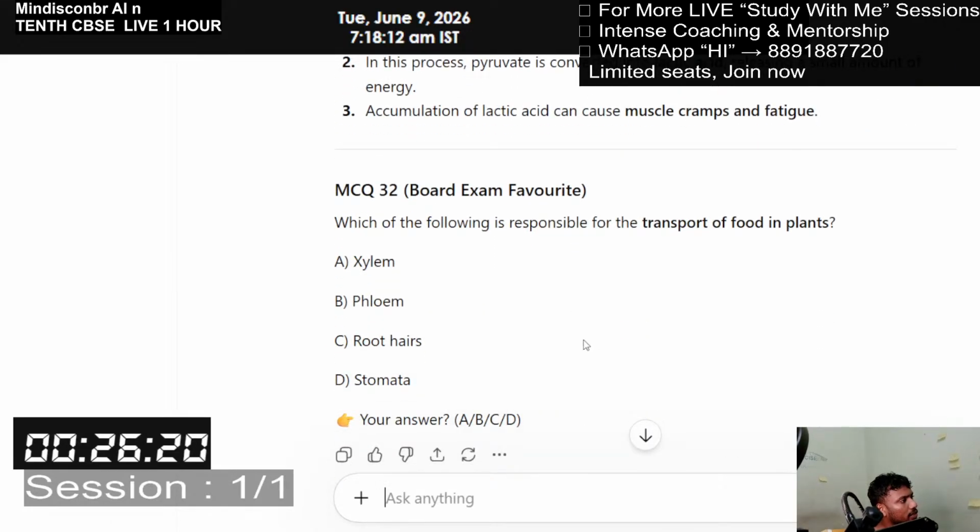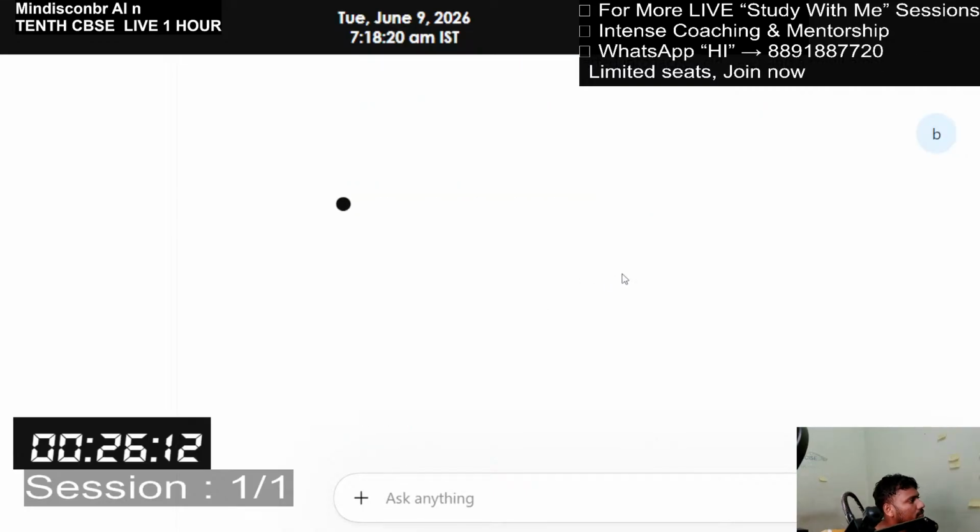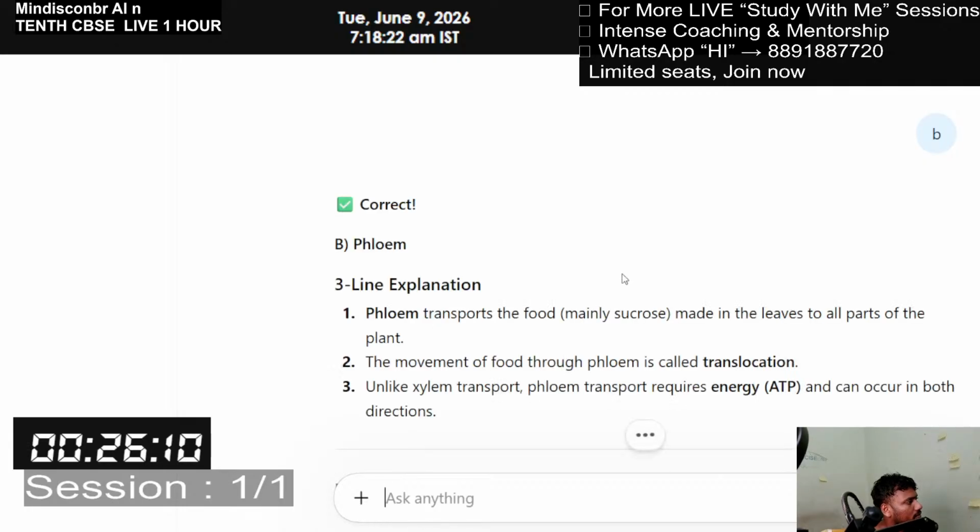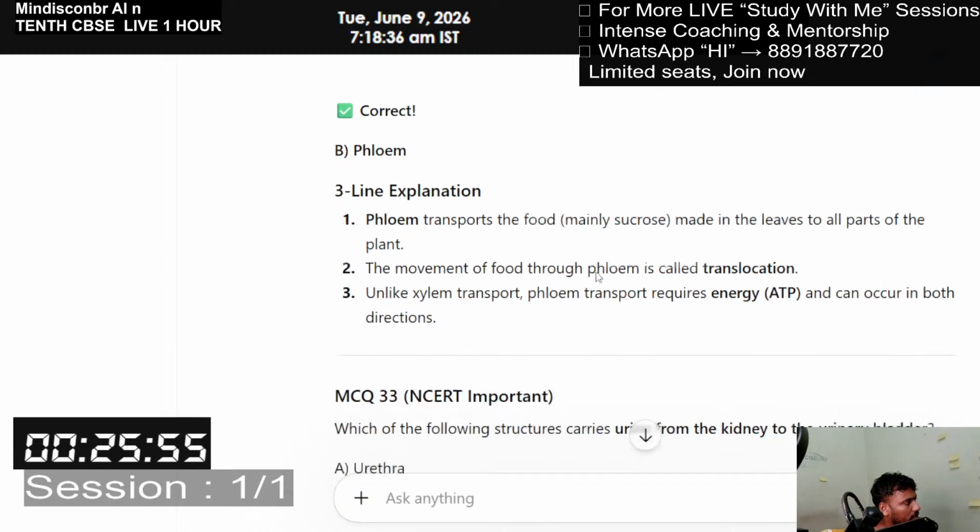Which of the following is responsible for the transport of food in plants? Transport of food occurs by phloem. Phloem transports the food, mainly sucrose made in the leaves, to all parts of the plant. The movement of food through phloem is called translocation. Unlike xylem transport, phloem transport requires energy or ATP and can occur in both directions.